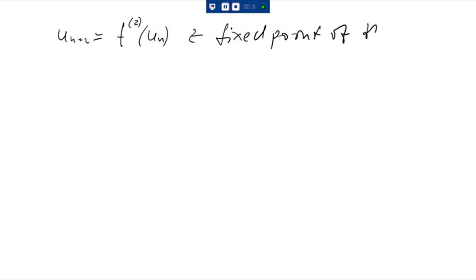Flipping dynamics is associated with two periodic solutions, and two periodic solutions, as we saw in the last lecture, are associated with fixed points of another map. So we consider the map u_{n+2} = f2, the composite map, and fixed points of this map correspond to two periodic solutions.